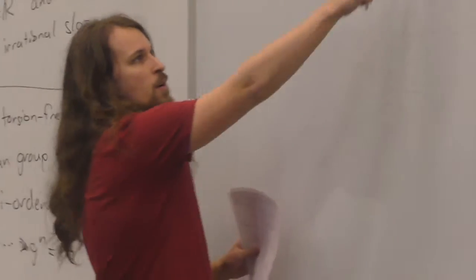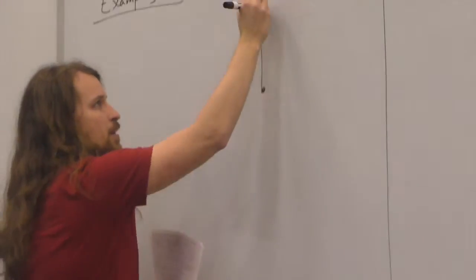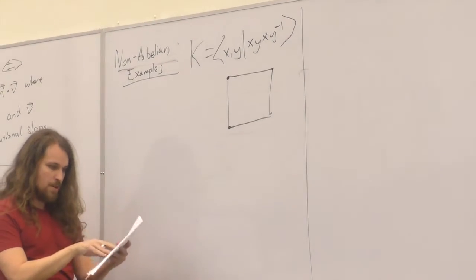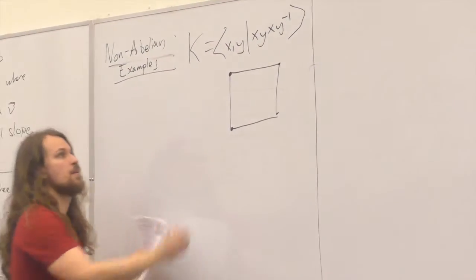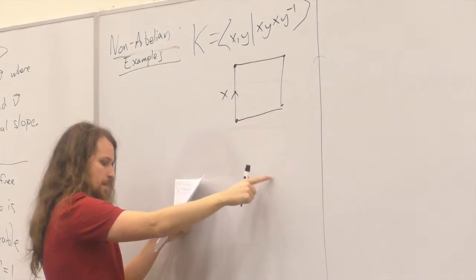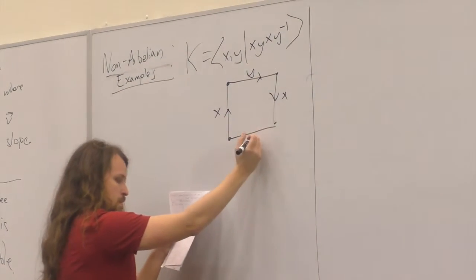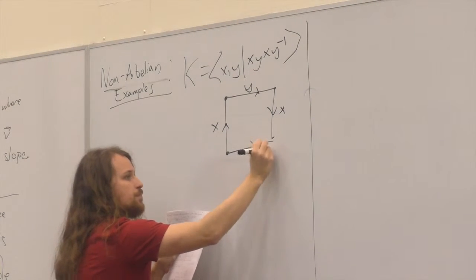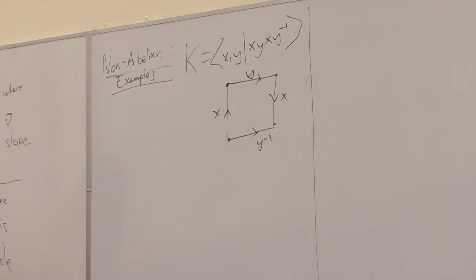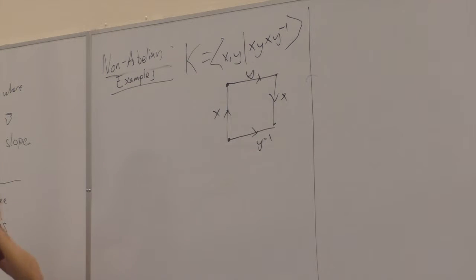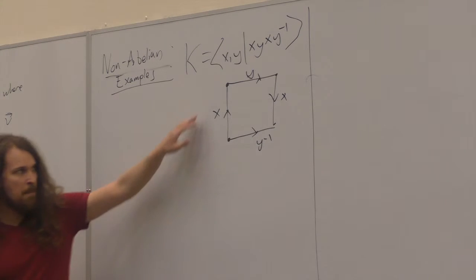Okay, so this presentation comes from identifying sides of squares like so. So you can apply Seifert-van Kampen, right? And you'll get this group to pop up by doing so. So let's attempt to put a bi-order on this.